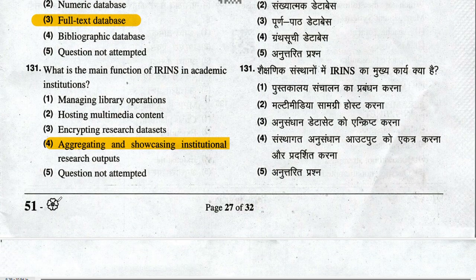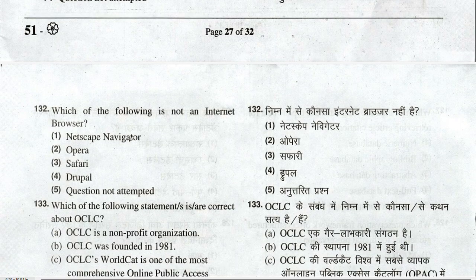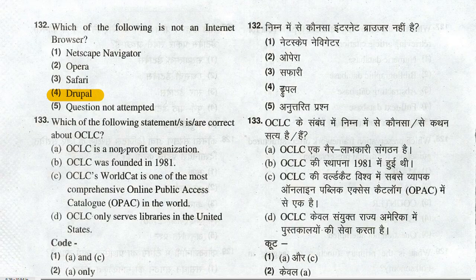Which of the following is not an internet browser? Opera, Safari, Netscape Navigator, all are internet browsers. So Drupal is not an internet browser. So option number 4 is the right answer of this question. Let's move to the question number 133. Which of the following statements are correct about OCLC?